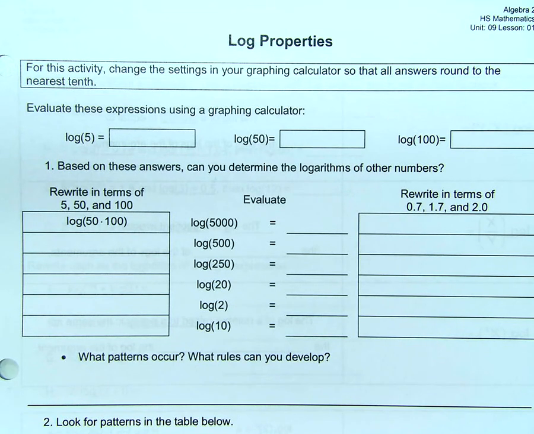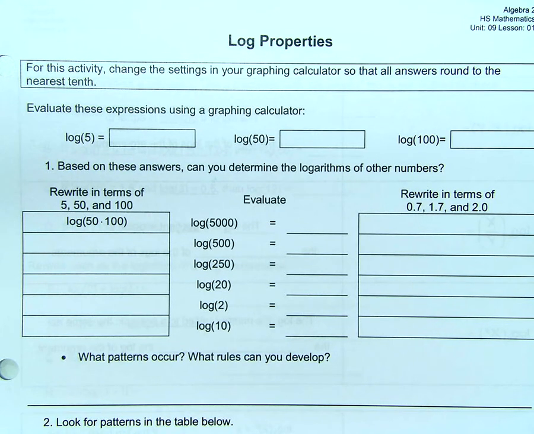I'm going to get you to figure out these properties, well, by yourself, except I'm still going to be writing. Okay? For this activity, change the settings on your calculator so that all answers round to the nearest tenth. Or you can use your brain and let your brain round to the nearest tenth. Everybody okay with that?